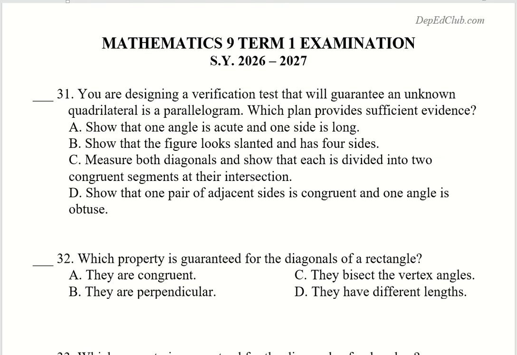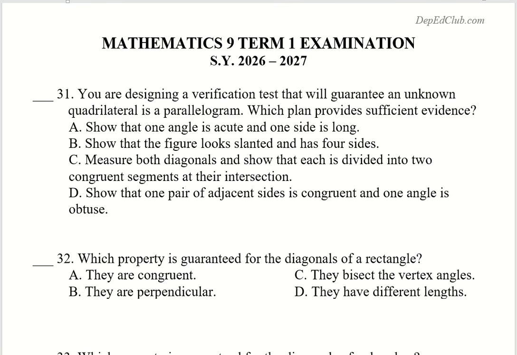Everyone, so let's continue with part 3 of the Math 9 Term 1 test. Again, our source here is from thepetclub.com. Part 1 and 2 is already posted. Again, this is not the exact test that you will have. These are just multiple choice practice questions lang po.